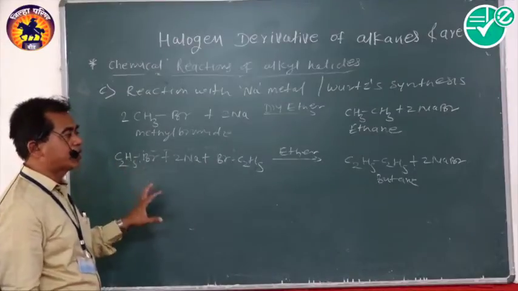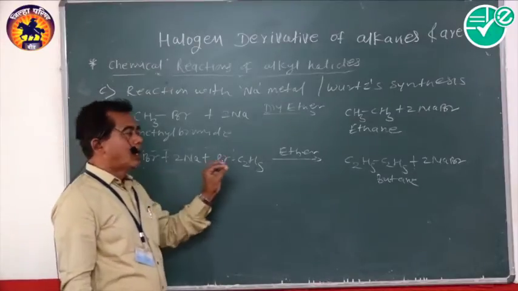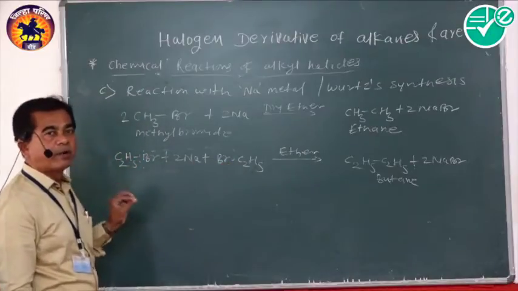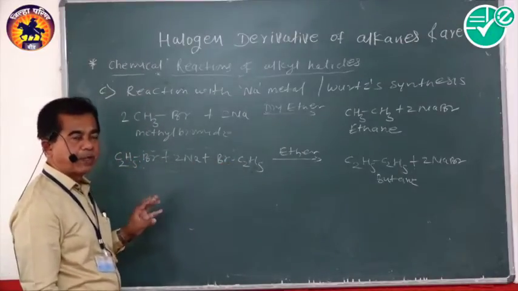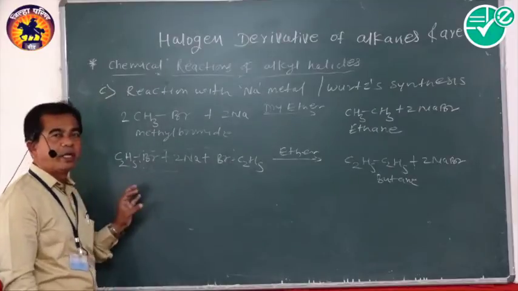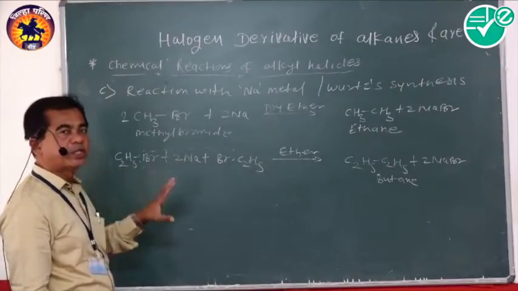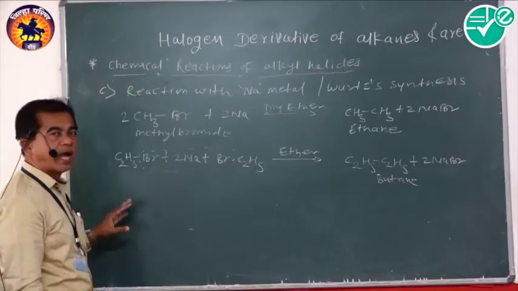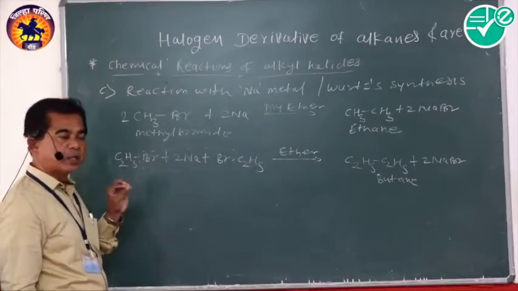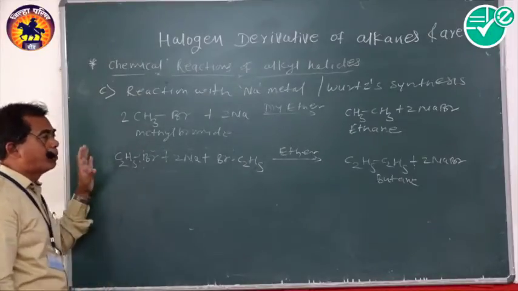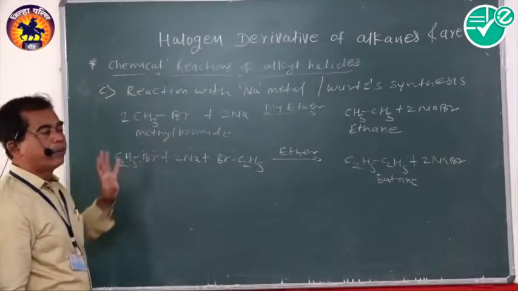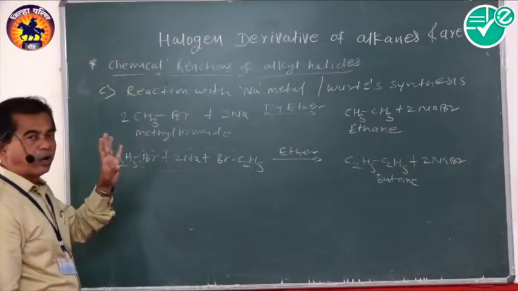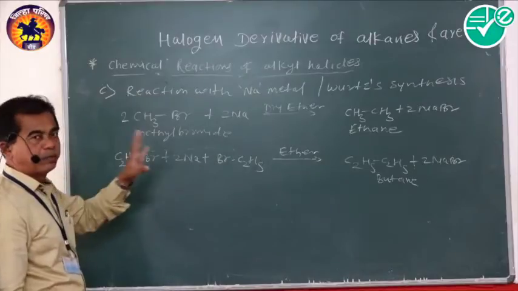But if we are interested in preparing alkanes containing an odd number of carbon atoms, like propane or pentane, this method is not very beneficial, because a mixture of different alkanes is prepared, and separating such a mixture is difficult. So to prepare alkanes with an even number of carbon atoms, this is the best method.